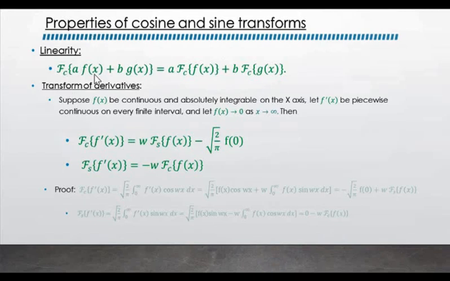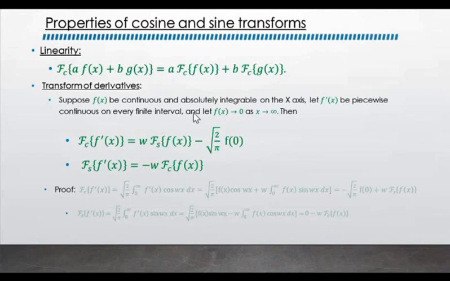Next, we want to find the Fourier cosine transform and sine transform of derivatives of functions. Suppose that f of x is a continuous and absolutely integrable function on the real line, and the function is differentiable. Its derivative is piecewise continuous on every finite interval. These are all the conditions for integrability of the functions f of x and f dash x. And suppose that f of x goes to 0 as x tends to infinity, or in simple language, f of infinity is equal to 0.